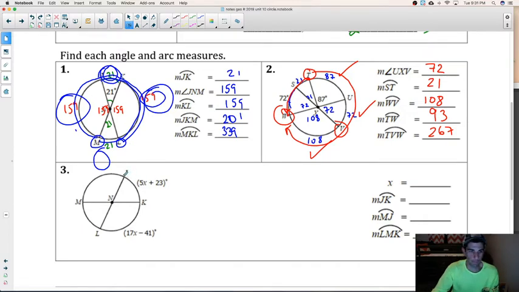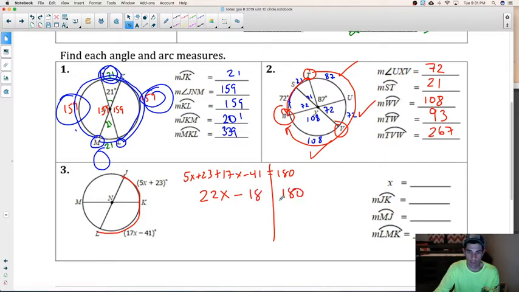Okay, here we go. Find the value of x. So I'm looking at this arc JK and this arc 17x minus 41 that created a semicircle. And what we know is that for a semicircle, their sum has to equal 180 degrees. So now I'll just go ahead and do some math here. 5x plus 17x is going to be 22x. 23 minus 41 is negative 18. Move this to the other side, so 22x is equal to 198. So x is going to be 9.